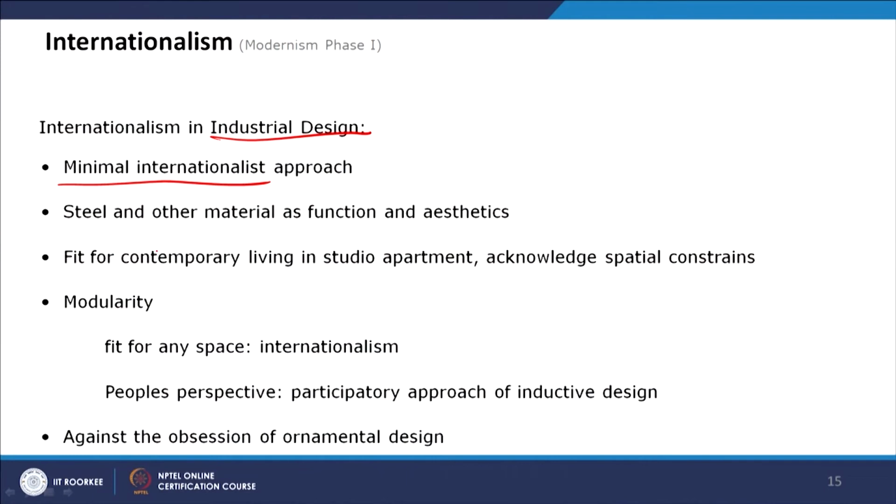So again, like in architecture, the minimalist internationalist approach is there in industrial design as well, and steel and other materials as functional and aesthetic material are also there in product and furniture design, fit for the contemporary living of the studio apartment. Now, these studio apartments are concepts which emerged from the free floor and the meandering spaces which blended with each other, which we have seen in the architecture.